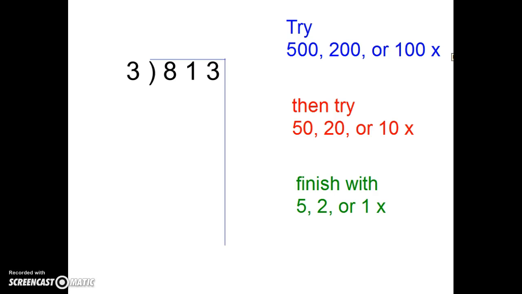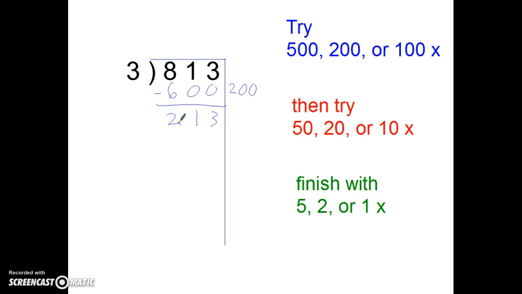How many 3s in 813? Well, let's see. 100 would be 300. 200 times 3 would be 6 with 2 zeros. That would be 600. So I could take 200. And now I'm down to 213. 100 times 3 is 300. That would be too much.